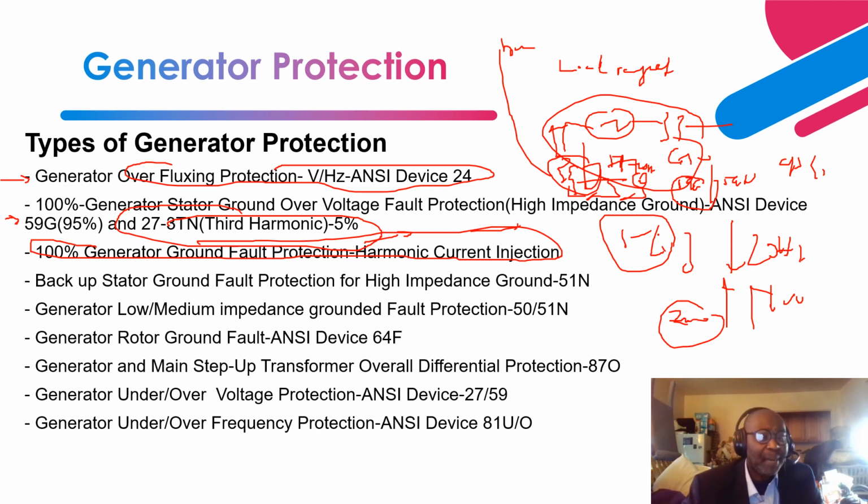Next is a backup stage of ground fault protection. This one is a backup for all the different stages of ground overvoltage faults that we have. If they should fail, then this backup ground fault protection should take place. This 51G is installed on the high side.